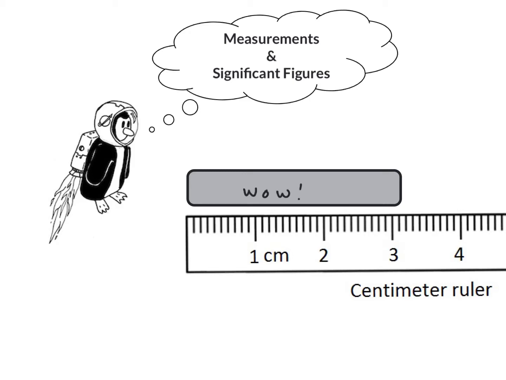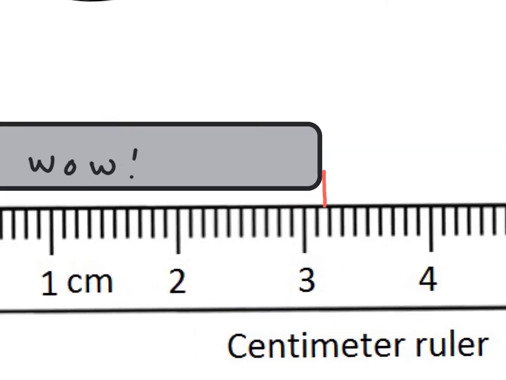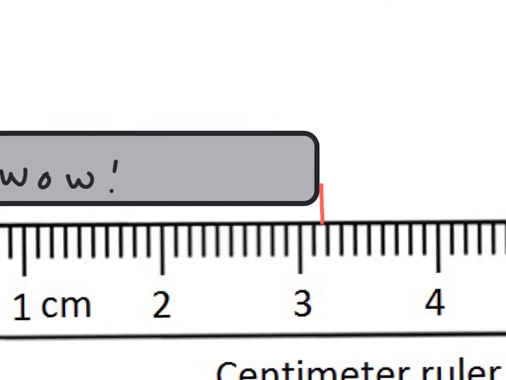As you can see, we lined up the beginning at the 0 point. The end comes down somewhere about there. This means we have to estimate a bit of our measurement. If we zoom in, we can see that it's 3.1 and then some centimeters.